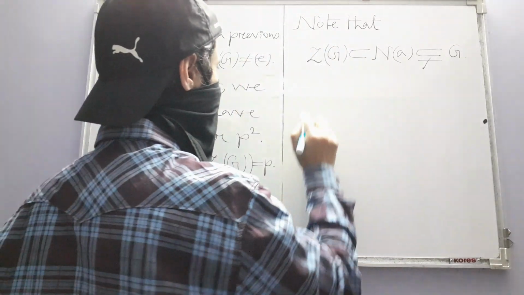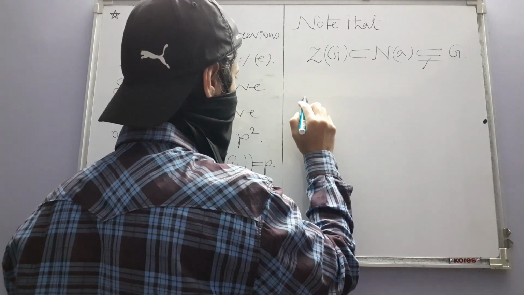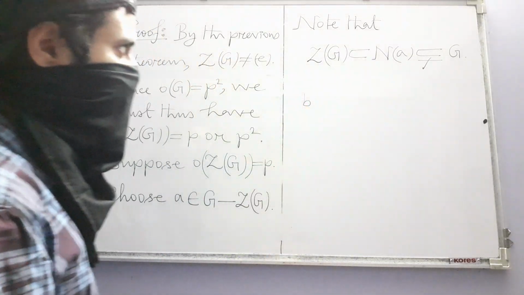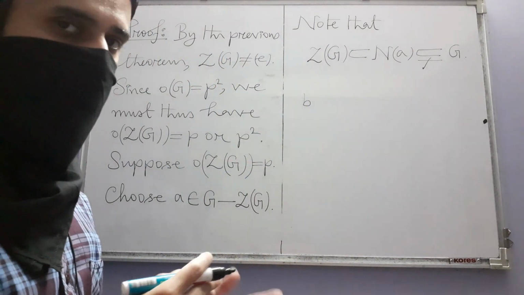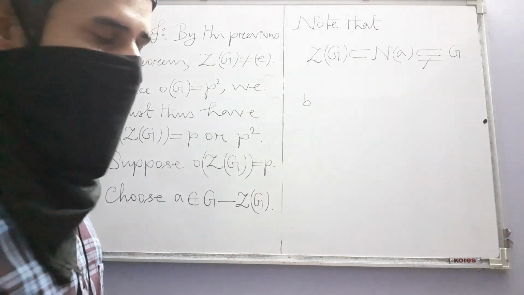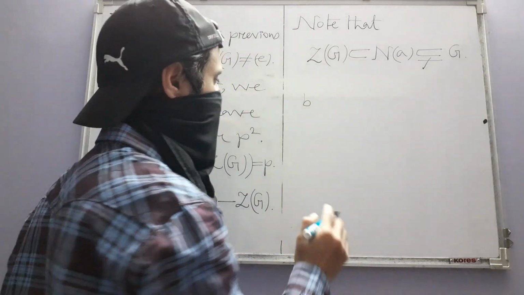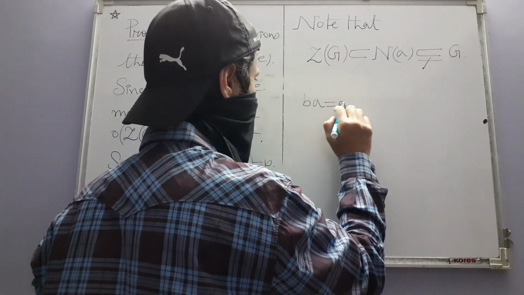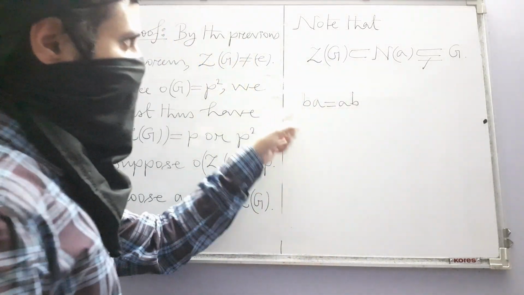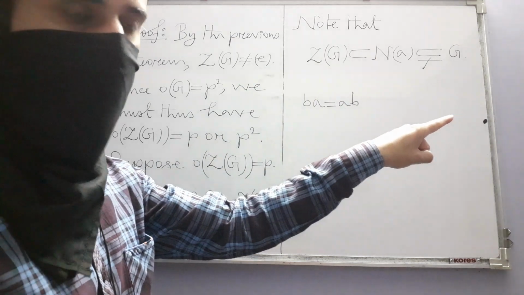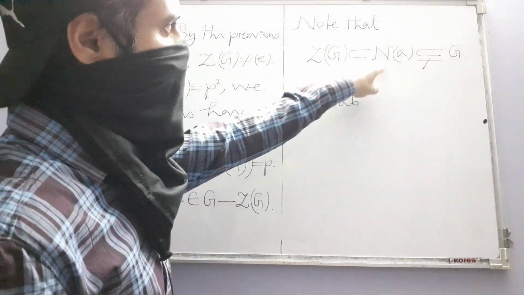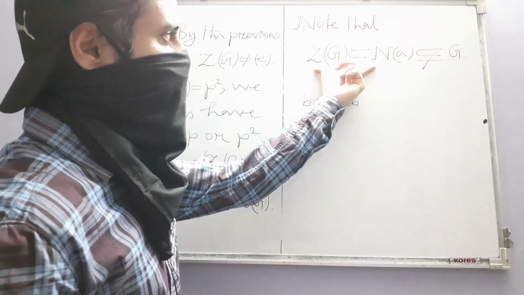You take any element in the center, say B, that means what? B commutes with all the elements of G. In particular, B also commutes with A because A is an element of G, but that means B belongs to the normalizer of A. So any element in the center belongs to NA. That's why we have this containment.